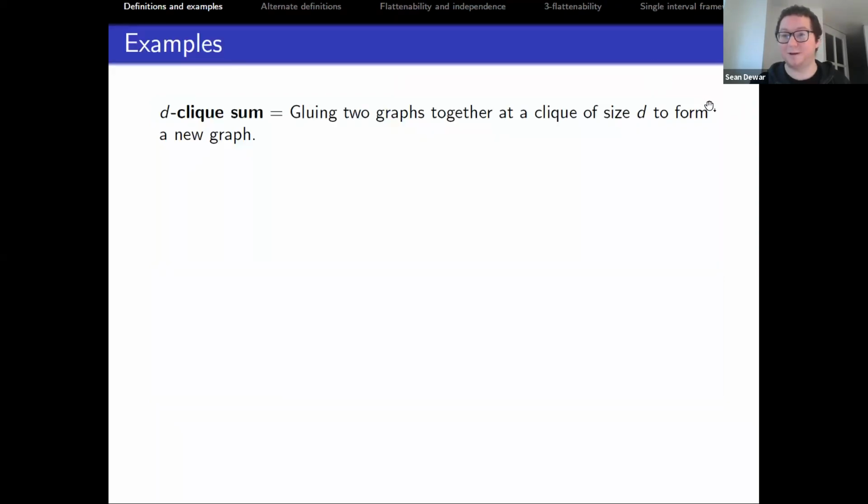Okay, so I think it's time we had some examples of these graphs. So I'm going to talk about something called a clique sum. All you do is you take two graphs, both with a clique of size D, and you identify the two cliques, and you just glue the graphs along those cliques. We're not removing any edges or anything. Any doubled edges, obviously, are just getting removed. Okay.